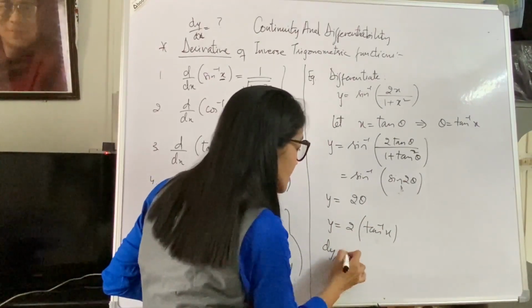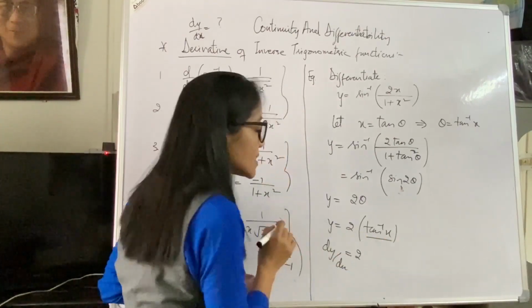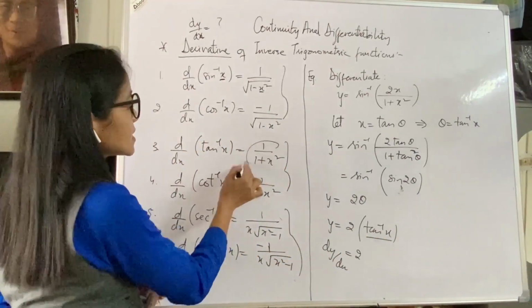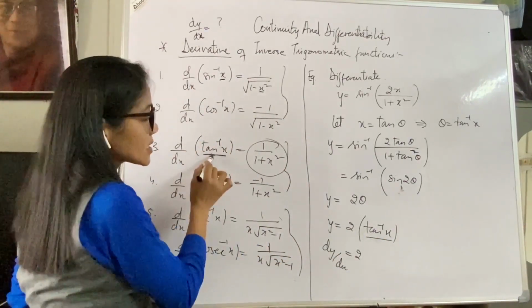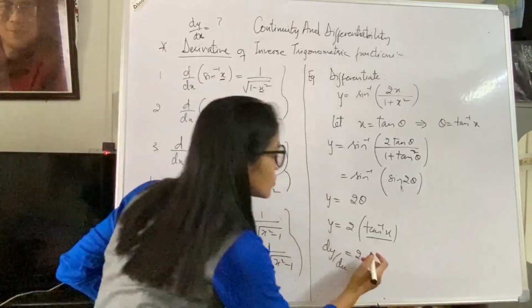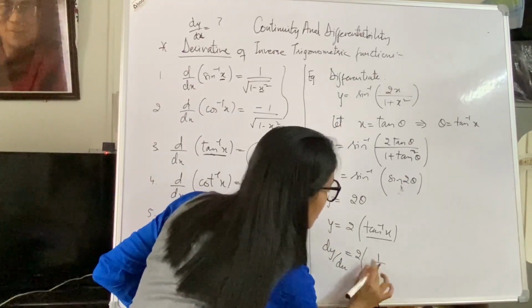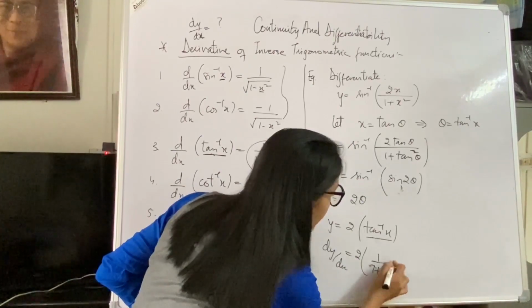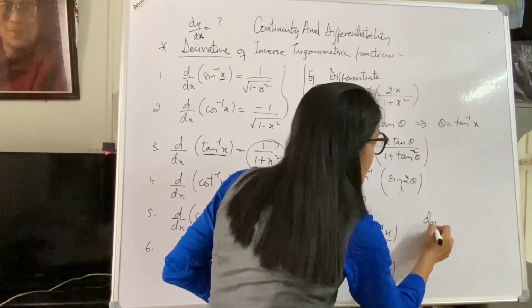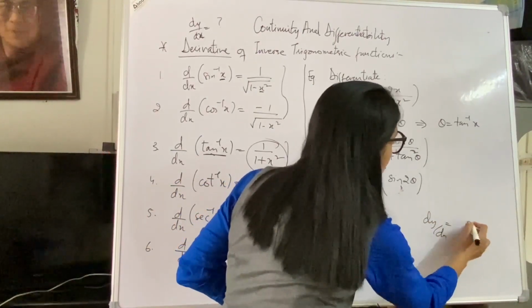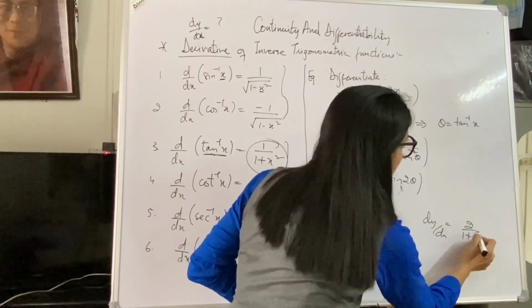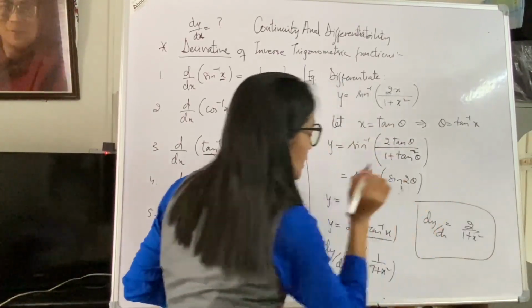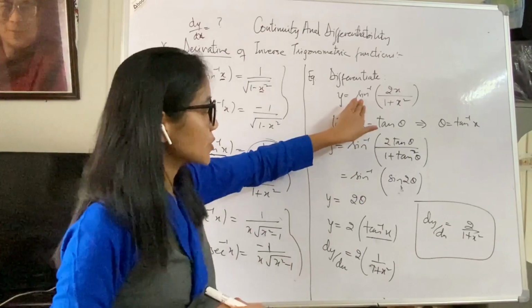So dy by dx is equal to 2 into the derivative of tan inverse of x, which is 1 upon 1 plus x². So dy by dx is equal to 2 upon 1 plus x². So this is the derivative of this function.